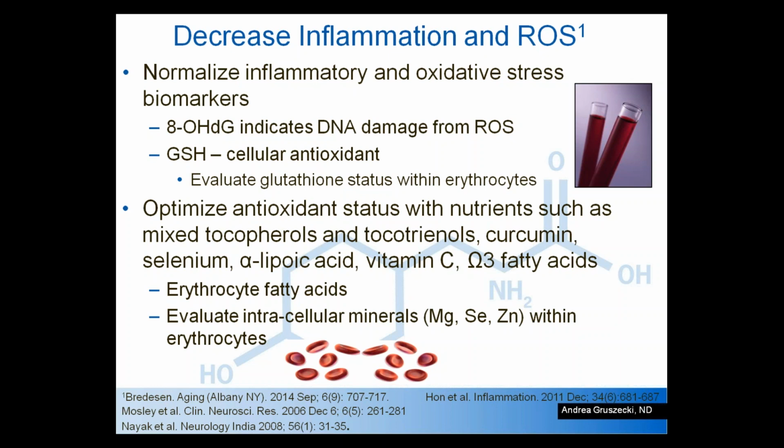So plasma mineral levels can be transient and not necessarily reflect intracellular status, as they can be easily influenced by daily diet. So the evaluation of elements within erythrocytes provides an estimate of intracellular nutrient status for the last 60 to 120 days.